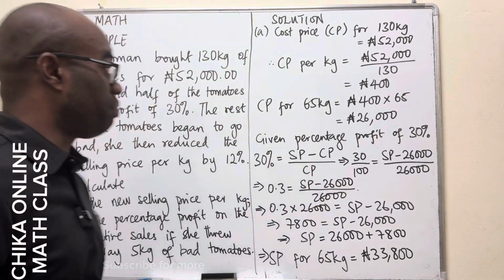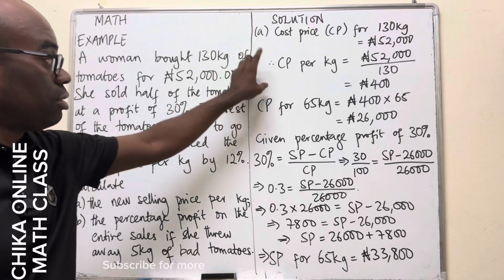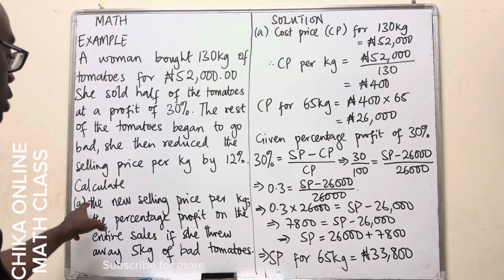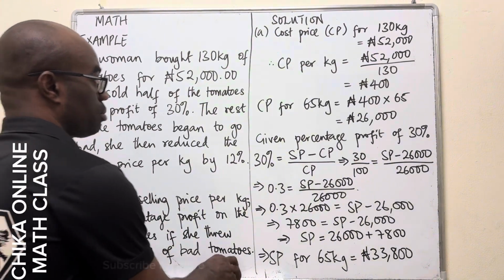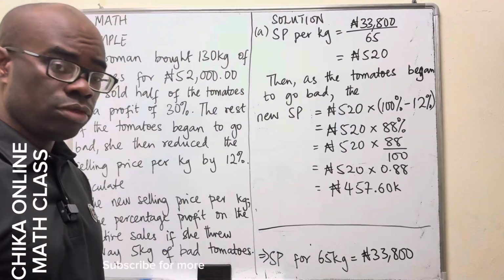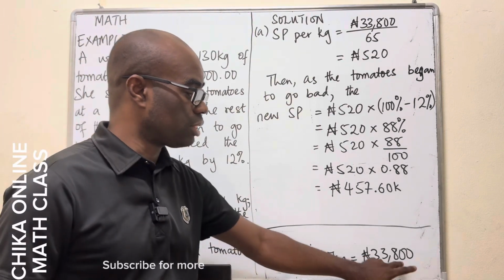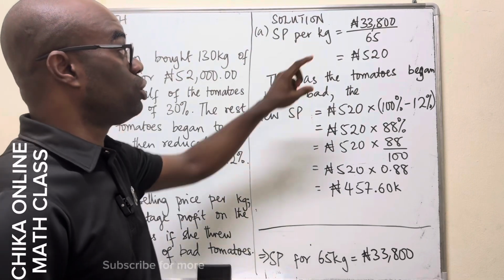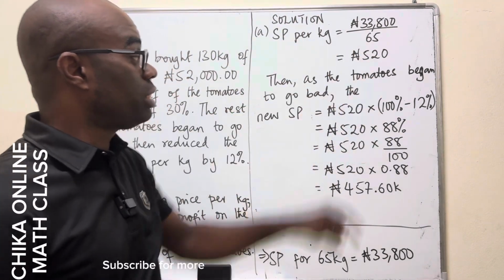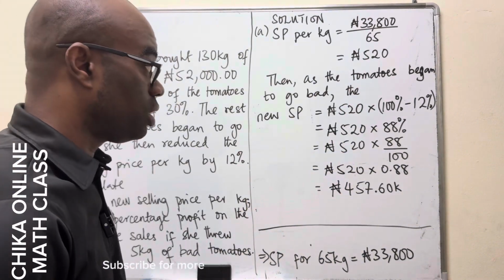33,800 by 65. Okay, so let's clean some parts here and complete the solution for part A. After that we'll do part B. Having found before that the selling price for 65 kg is 33,800, the selling price per 1 kg will become 33,800 divided by this 65, which will give us 520 naira.